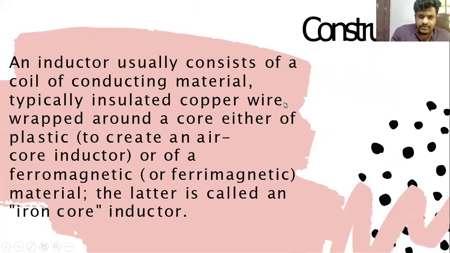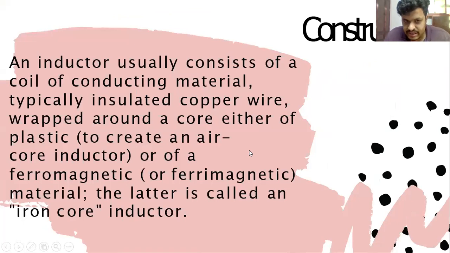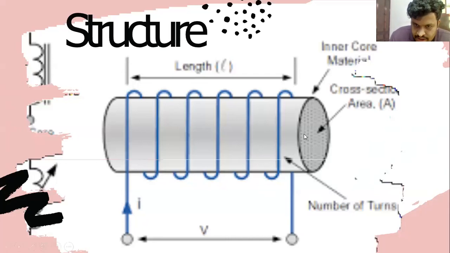Now coming to the construction of an inductor. An inductor consists of a coil of conducting material, as shown in the figure. This is the coil, and this material will be conducting. Generally we use insulated copper wire, and this copper wire will be wrapped around a core. Look here, this is the core, and this is the copper wire.